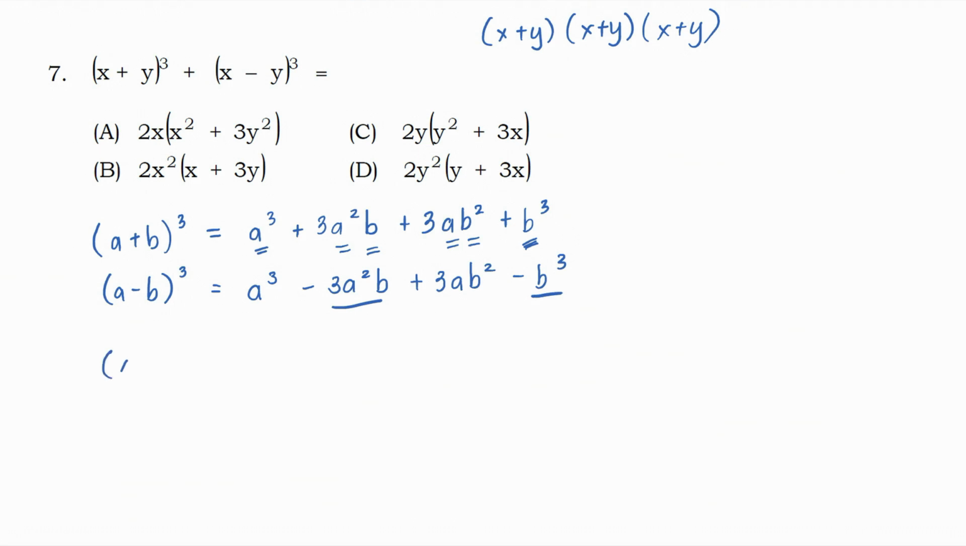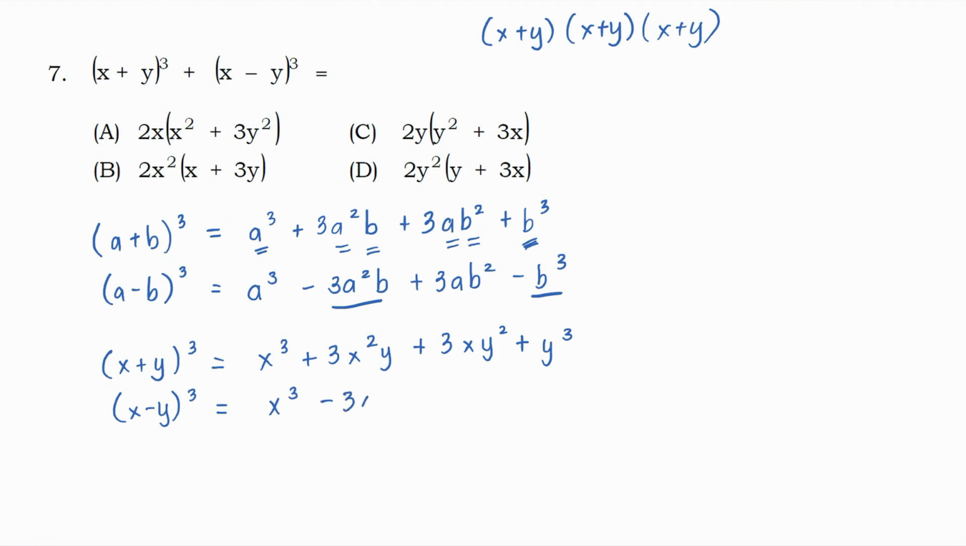So, for this one, x plus y raised to 3, susundan lang natin yung formula. So, x cubed plus 3x squared y plus 3xy squared plus y cubed. And then, yung x minus y, quantity x minus y raised to 3 is equal to x raised to 3 minus 3x squared y, kopyahin lang natin, plus 3xy squared minus y cubed.